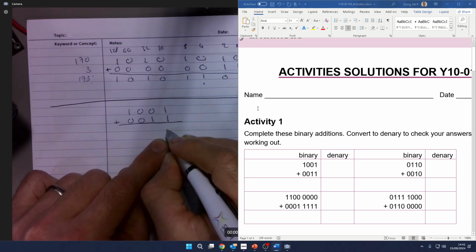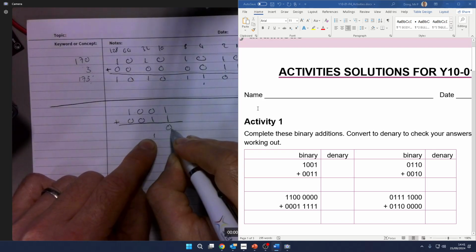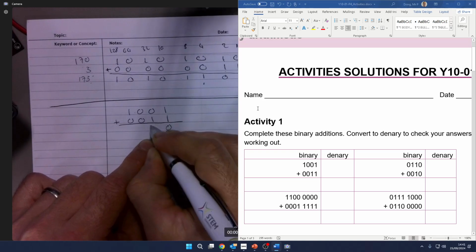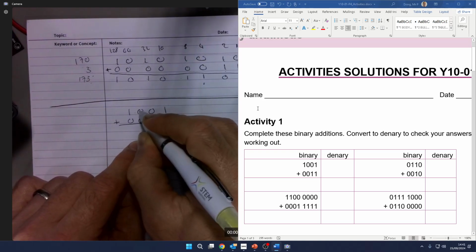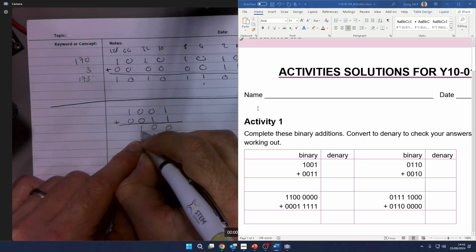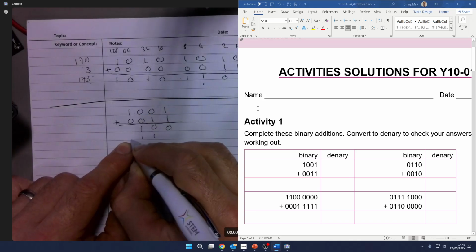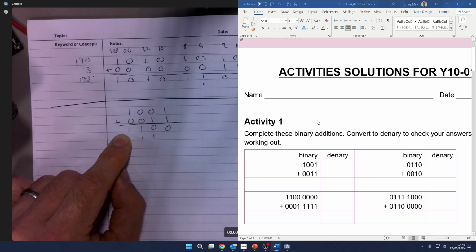1 plus 1 is 2, which means 1, 0. 1 plus 1 is 2. 0, carry 1. 0 plus 0 plus 1 is 1. 1 plus 0, no carry, is just 1. And at that point, I'm going to write that in here. 1, 1, 0, 0. Nice.